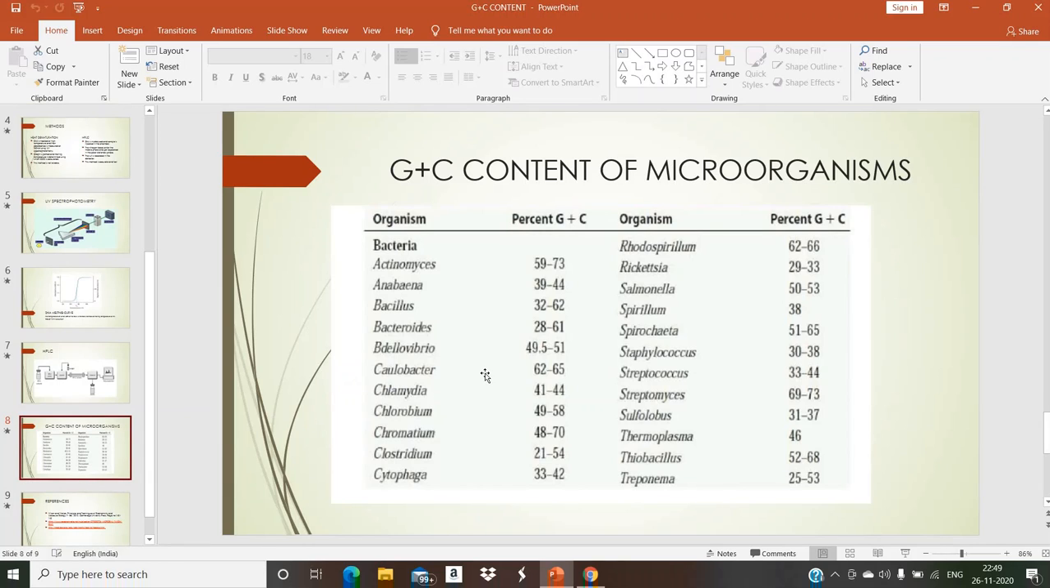Here is the table where we can see different percentages of GC content, which are highly variable for different organisms. In bacteria, GC percent ranges from as low as 20 to as high as 80%. For example, actinobacteria are characterized as high GC content bacteria, while a species with extremely low GC content is Plasmodium falciparum, which has a GC content of 20%.